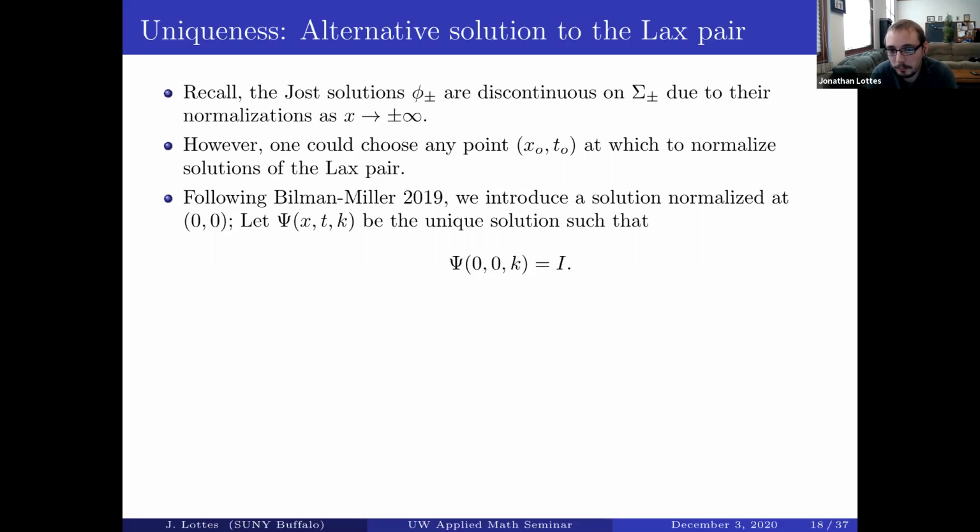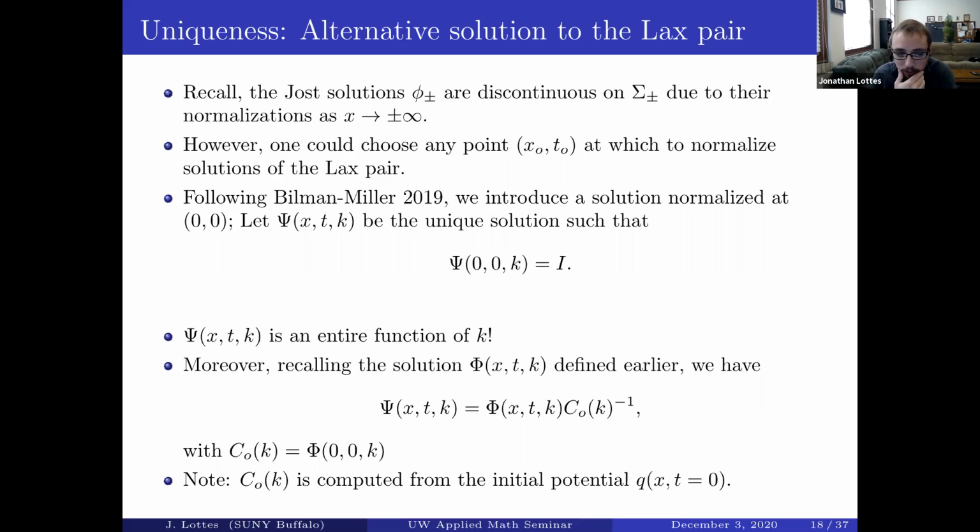But you could choose any other point at which to normalize your solution to the Lax pair. Again, Bilman and Miller recently did this. And so we'll introduce a new solution that's normalized at 0, 0 for convenience, but any point will do. So let psi be the unique solution that is normalized at 0, 0 to be identity for all k. And the key property here is that this psi is an entire function of k. So we don't have to worry about branch cuts, branch points, anything.